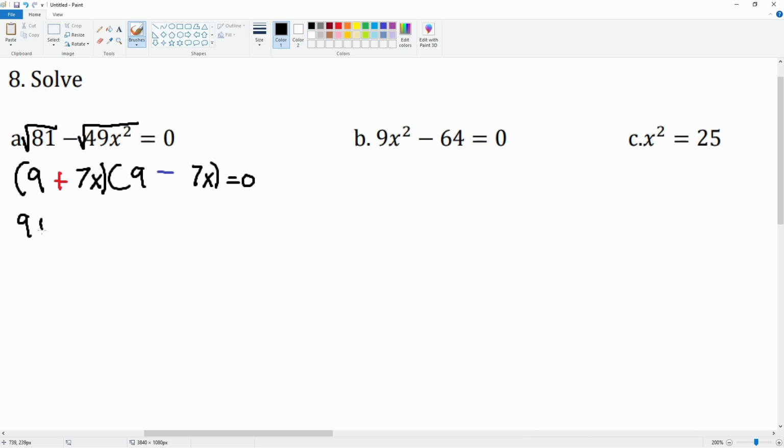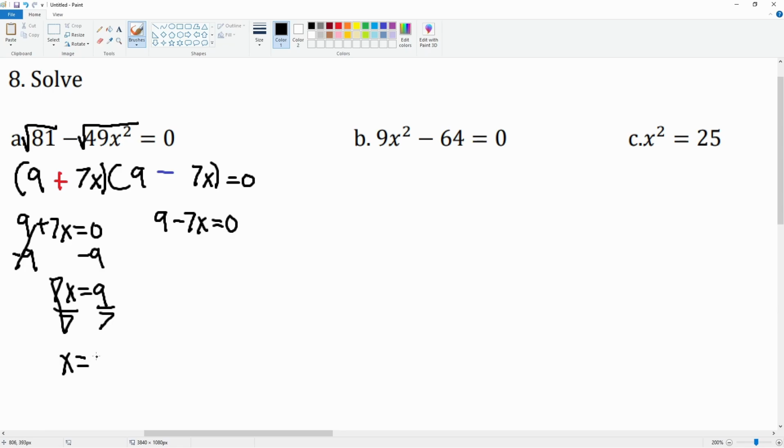I now technically still need to solve, so I set the first one equal to 0, and I set the other one equal to 0. I subtract. Let's do the left equation first. I subtract 9 from both sides. We get 7x is equal to -9. Then divide by 7. This cancels. x is equal to -9 over 7.